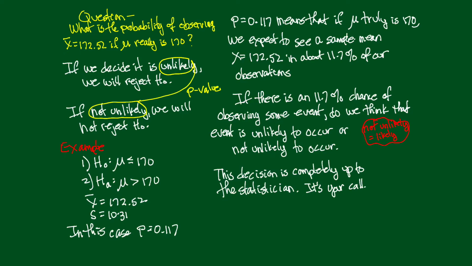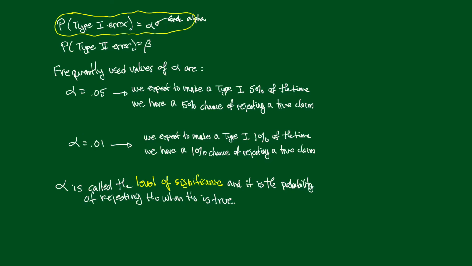This decision is completely up to the statistician, right? It's your call. But fortunately, there are some agreed upon guidelines. The guidelines involve that value alpha. You remember alpha? I've just popped it back in here from our discussion in the last unit. Alpha is the probability of making a type 1 error.